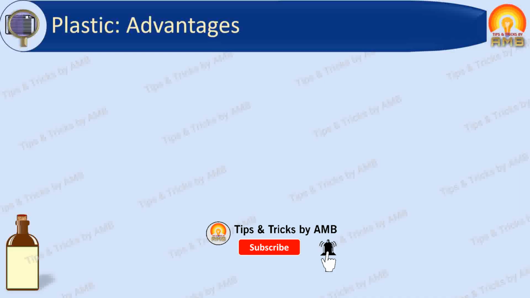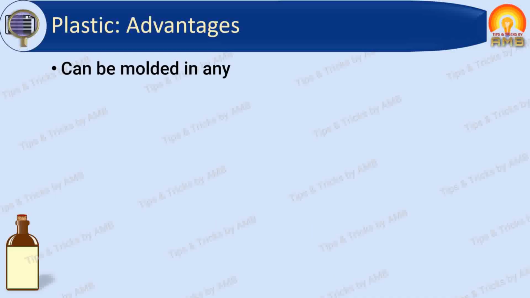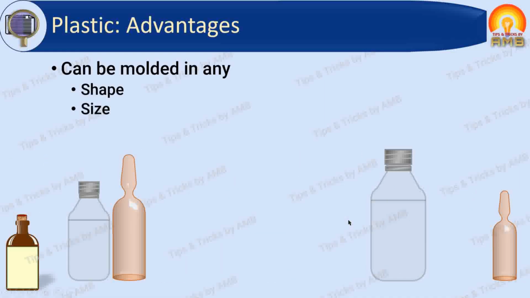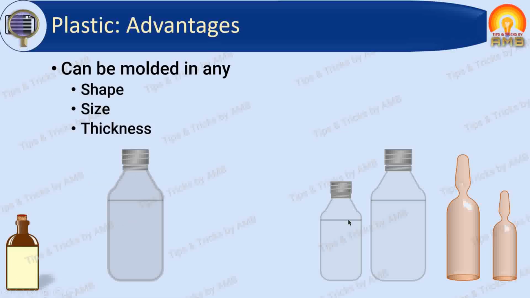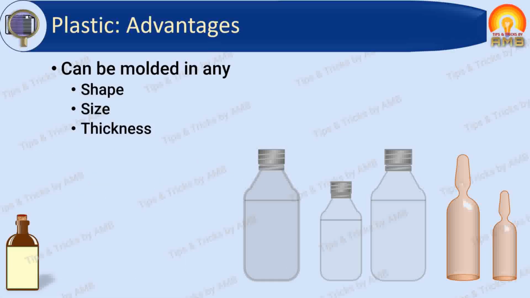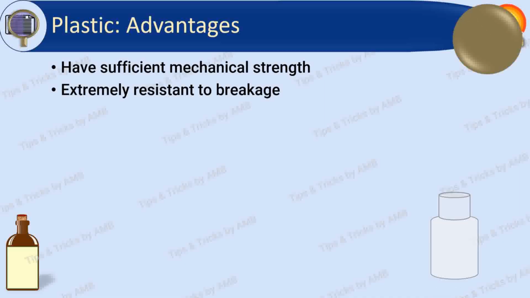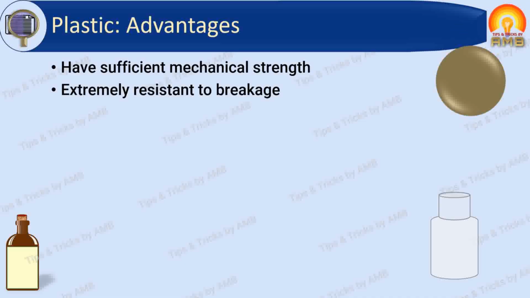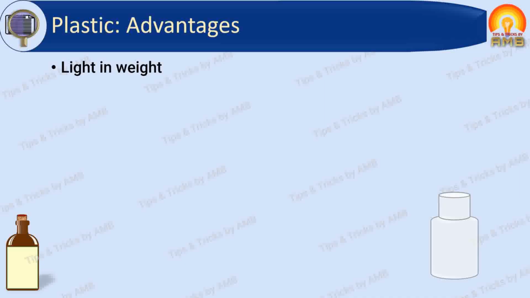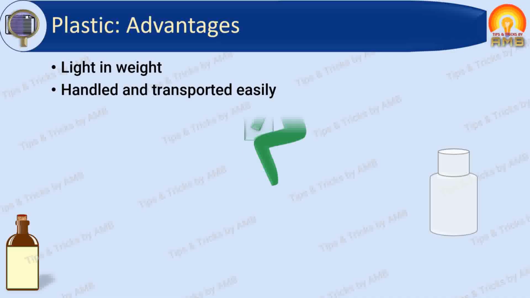First, plastics can be molded and formed in any shape, size and thickness. Variety shaped and sized containers are available in plastic containers. Next advantage is plastics have sufficient mechanical strength and are extremely resistant to breakage. Another advantage is plastics are light in weight and can be handled and transported easily.